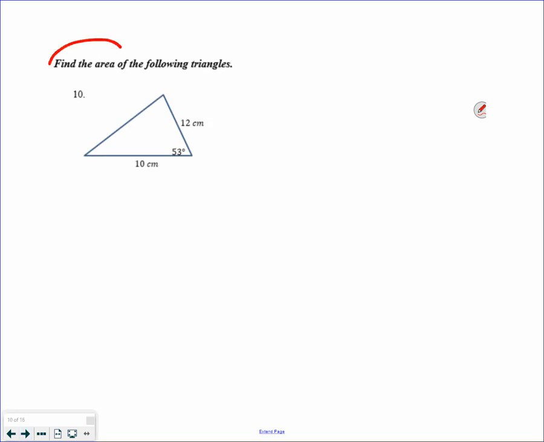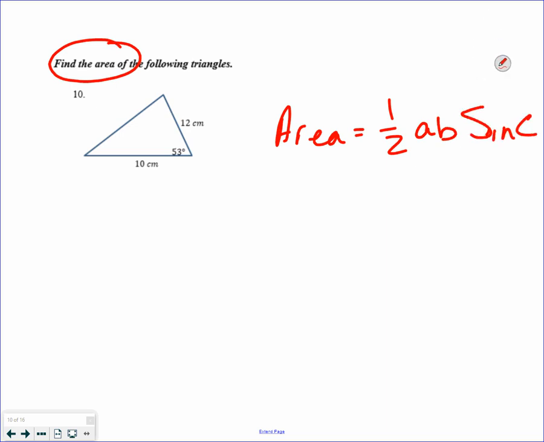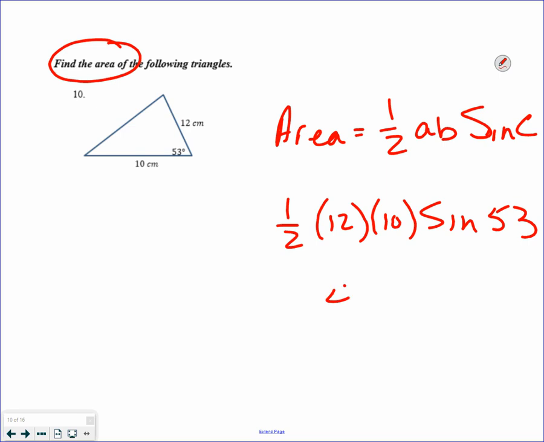Area. You're going to need to know your area formulas. These will not be given to you. So area is equal to half AB sine C. So if you know two sides and the angle in between, you can find the area. So half times 12 times 10 times the sine of 53. Using your calculator now, typing that in, you get 47.9, and it's in centimeters.